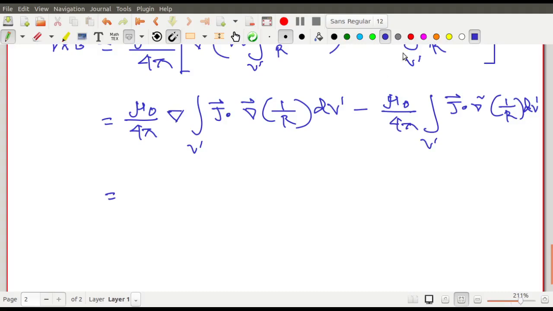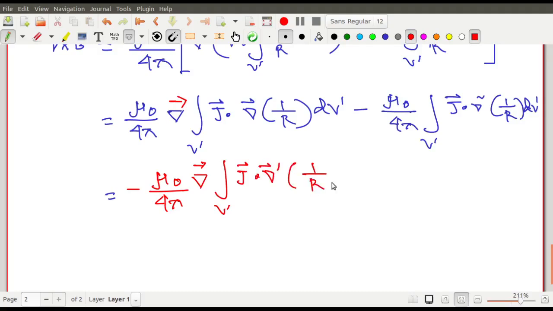Now, the next line of importance. The next line is also very, very important. Pay attention to the next line. Minus mu0 by 4 pi gradient of J dot grad dashed 1 by r. As I have replaced grad with grad dashed, there is a negative sign. That is why there is a negative sign. Is it clear?